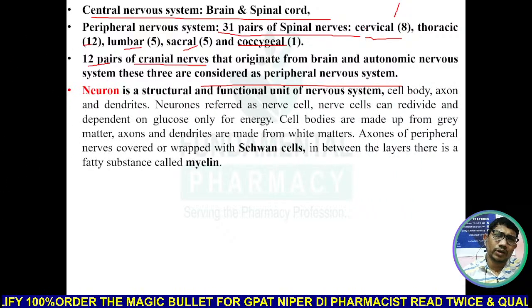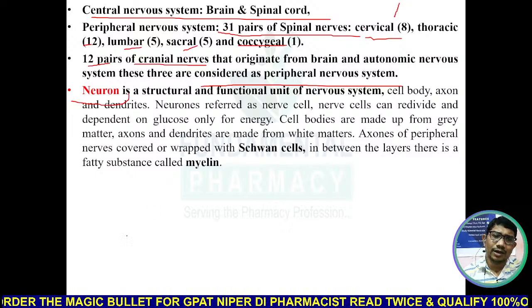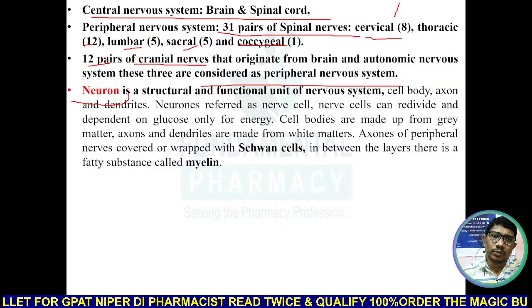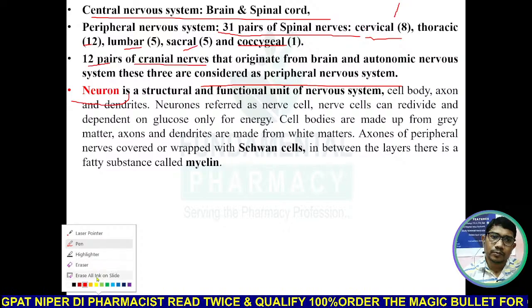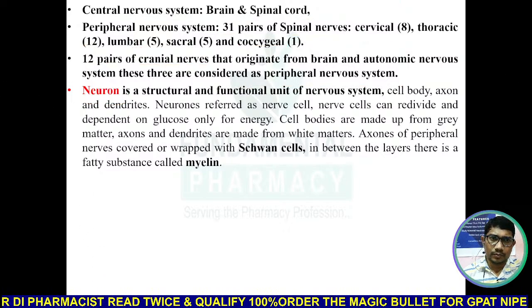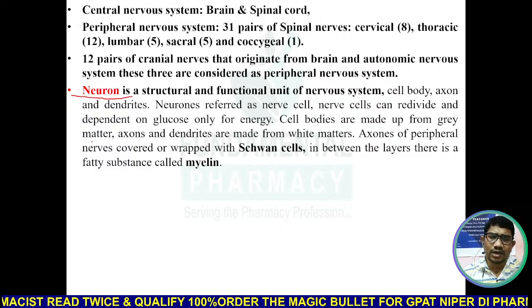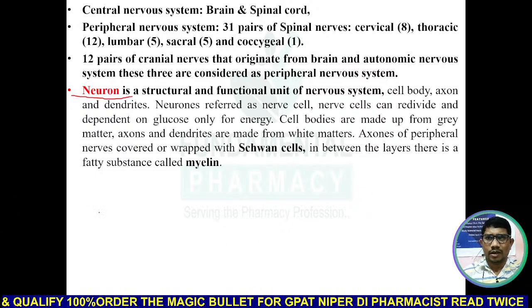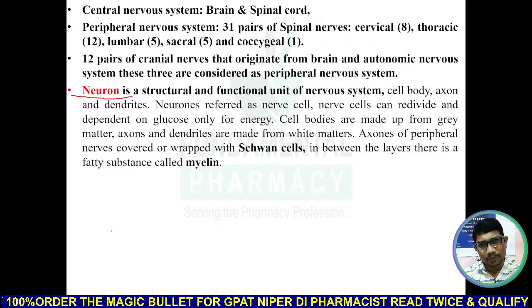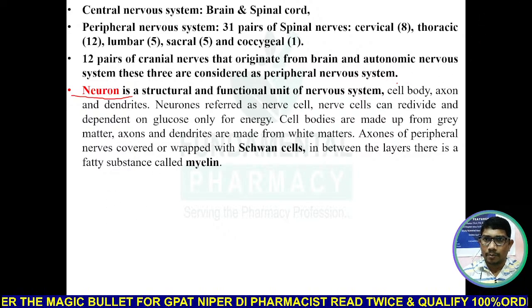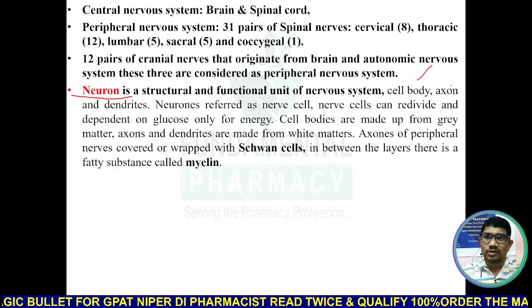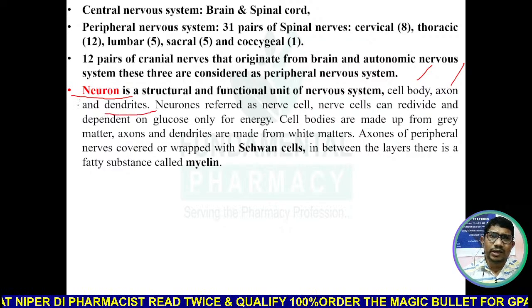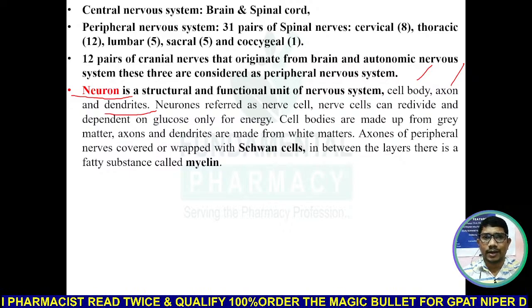Now what is neuron? Neuron क्या है? Neuron is a structural and functional unit of your nervous system. तो न्यूरॉन का क्या है? न्यूरॉन is divided into the structure of neuron. You have 3 parts in the neuron. First one is known as the cell body, second one is known as the axon, and third one is known as the dendrites. न्यूरॉन के 3 पार्ट होते हैं: सेल बॉडी, axon and dendrites.